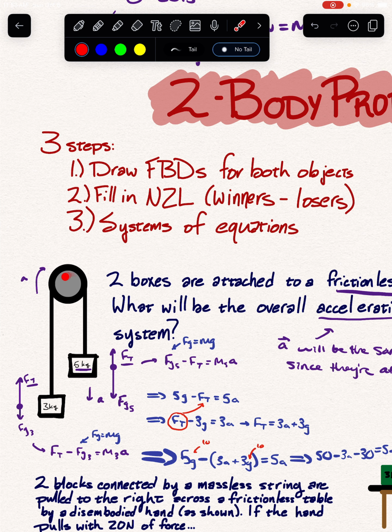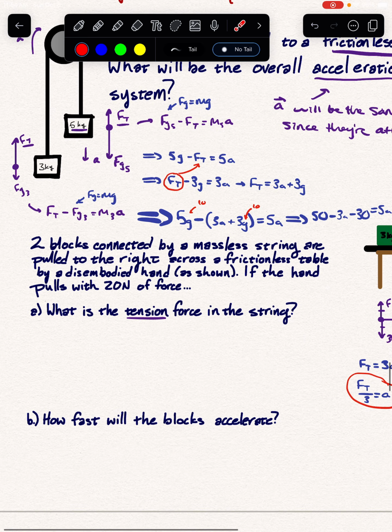This is the part that can be tricky because you look at it and see that there's something in between and maybe there's two tensions and you get confused. But just know that there's one rope over that pulley and it's going to be the same tension.